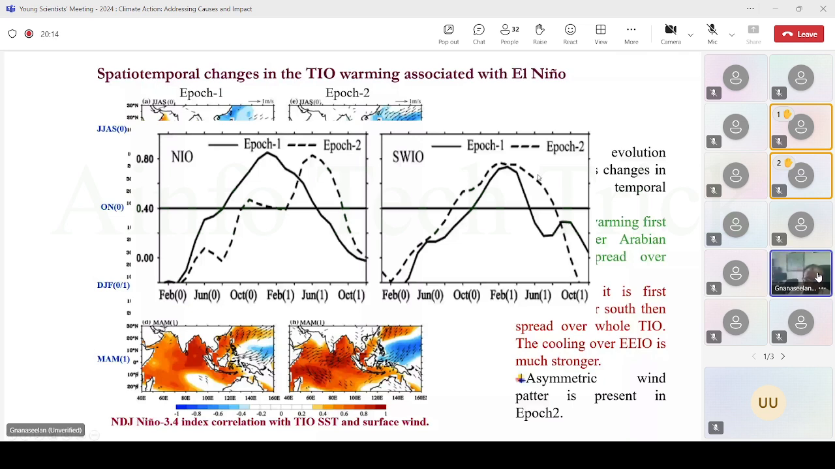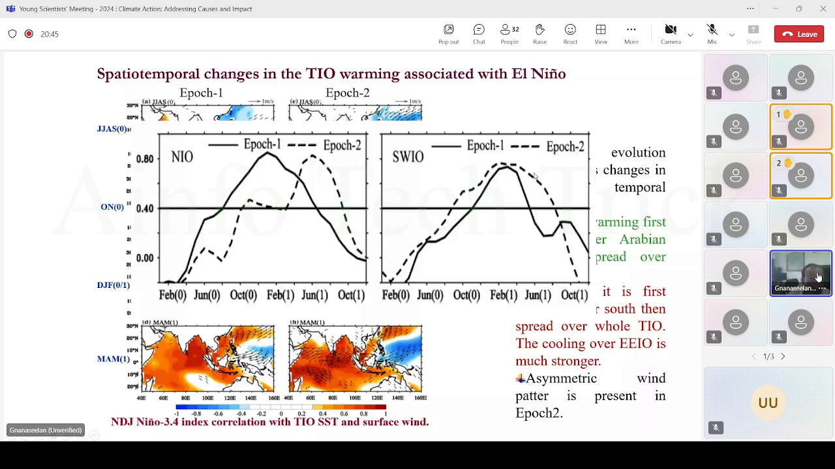So one of the causes for the North Indian Ocean warming is now coming directly from the tropical Indian Ocean, rather than from the Pacific through atmospheric teleconnection. So now the ocean dynamics play an important role in modulating these changes. These changes have a huge impact on teleconnections.